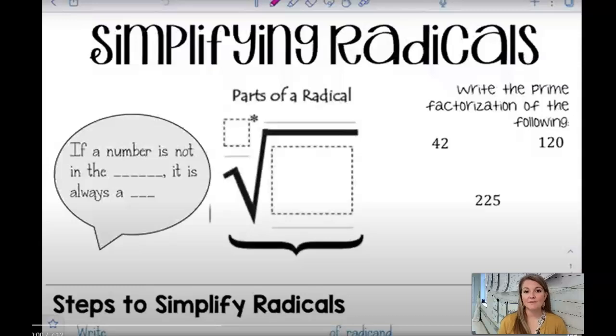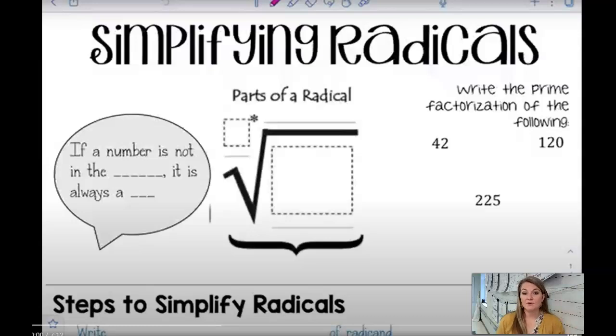So this part of day one is talking about how to simplify radicals. So how do we make that big number inside a little bit more manageable so that we can estimate it? That is the reason why we do this, so that estimation becomes a little easier.